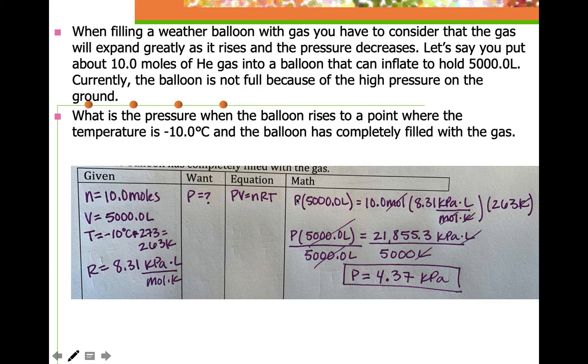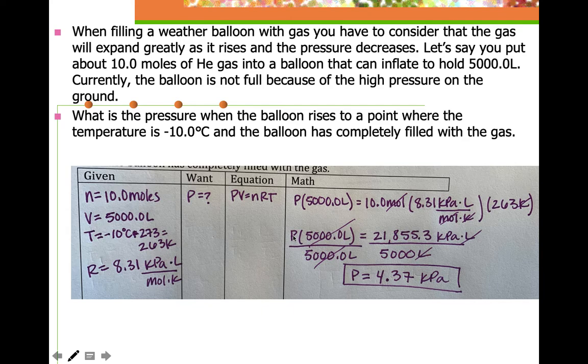So I go ahead and plug in P times 5,000 equals 10 moles times 8.31 kilopascals times liters divided by mole times Kelvin times 263 Kelvin. So I'm just going to talk about units here for a second. I'm going to take Kelvin divided by Kelvin, so that's 1, and they'll go away. And I'm going to take mole divided by mole, which gives me 1, so that will go away. And when I multiply these three numbers together, I get 21,855.3, and I'm left with kilopascals times liters.